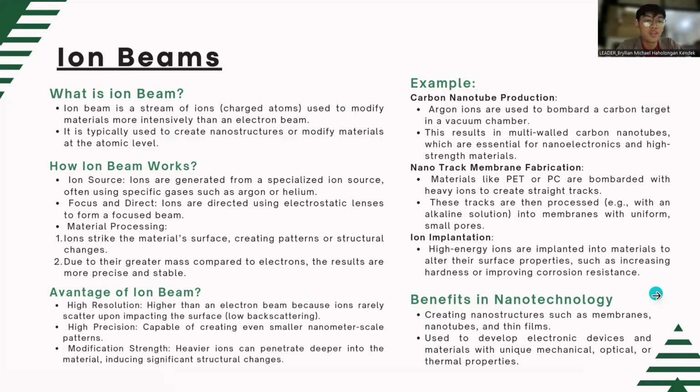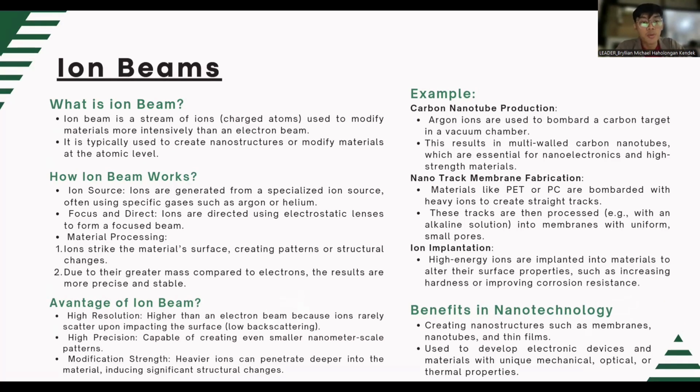Because we now know about the electron beams, now we move to ion beams, the main material. What is ion beams? Ion beams is a stream of ions or charged atoms used to modify material more intensively than an electron beam.